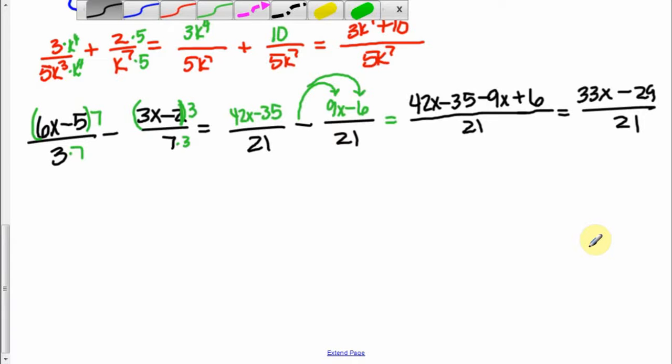All right, so let's move into some that have polynomial denominators. 5 over y plus 3 plus y squared plus y plus 24 over y squared minus 9.